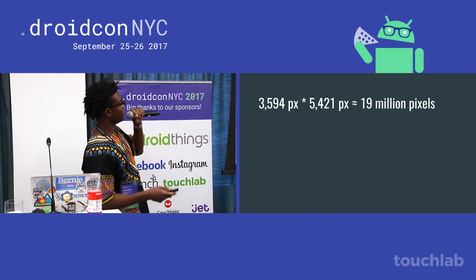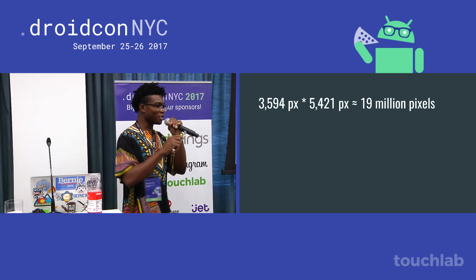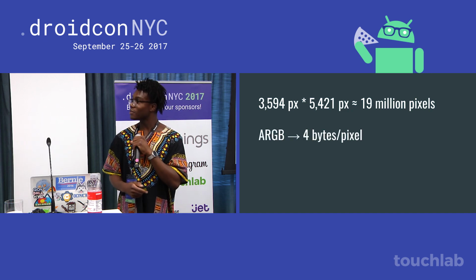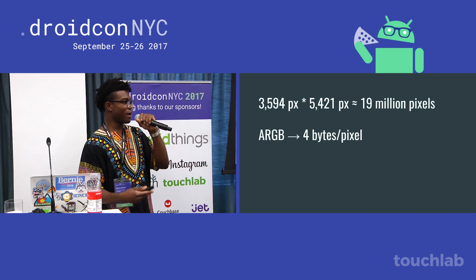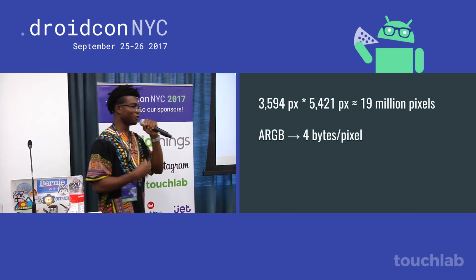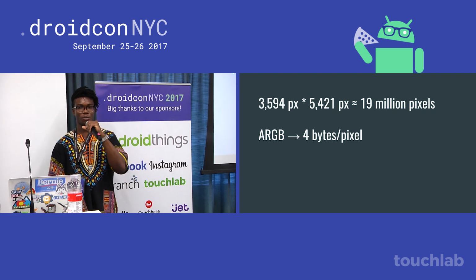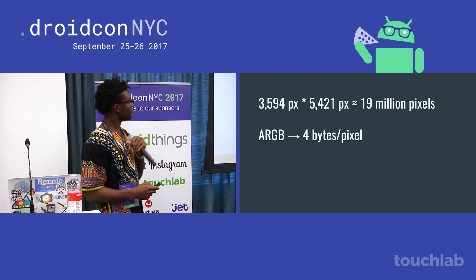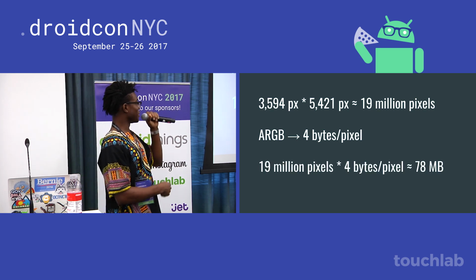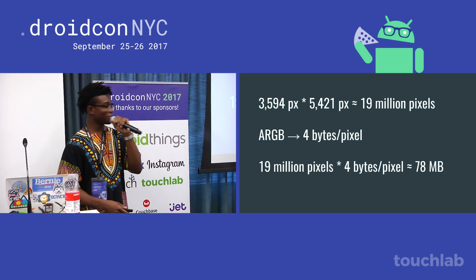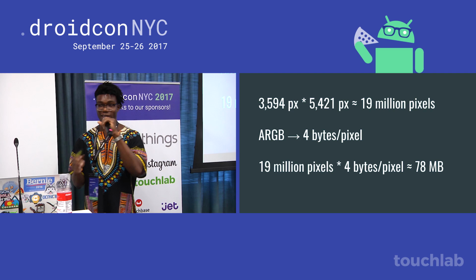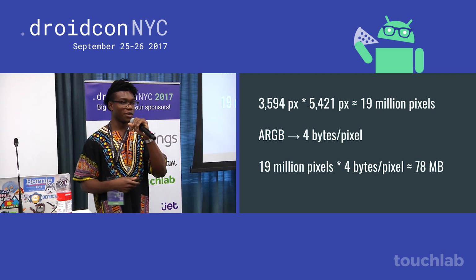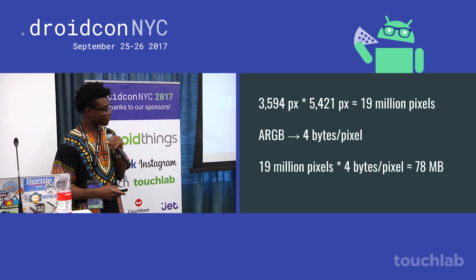3600 pixels times 5400 pixels is going to give you around 19 million pixels. When you're loading a bitmap into memory in Android, the default configuration is ARGB, and that means you get 4 bytes per pixel. 19 million pixels times 4 bytes per pixel is going to give you around 78 megabytes, which is around what the memory monitor was showing when I was crashing my app.